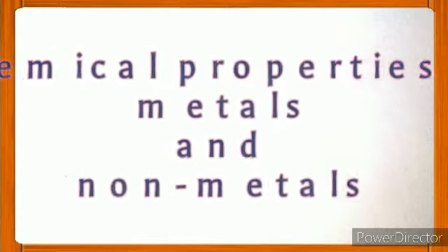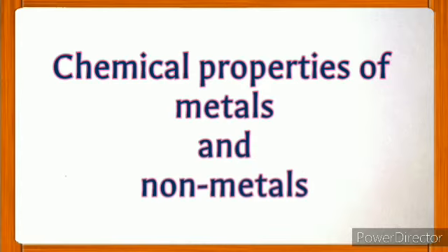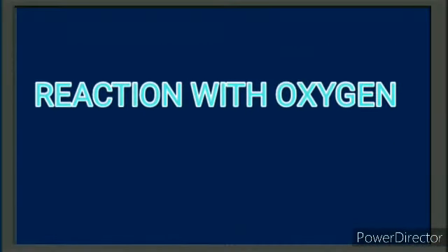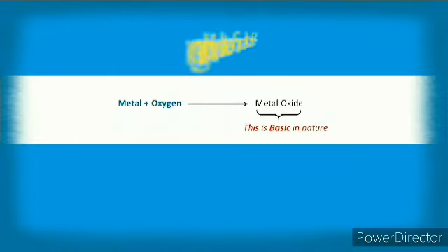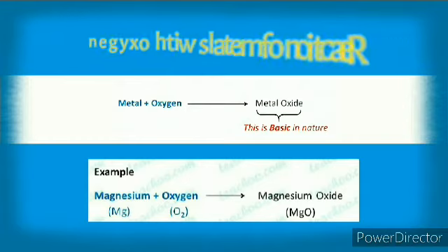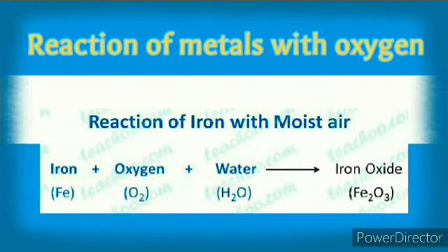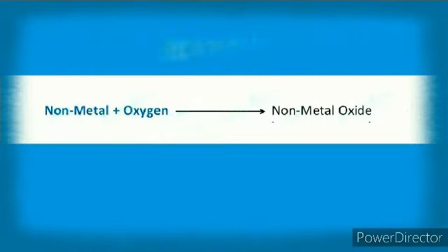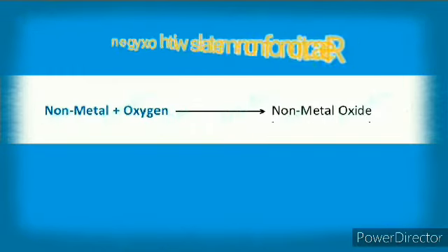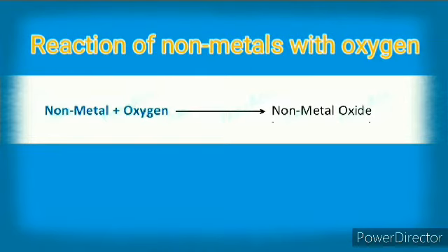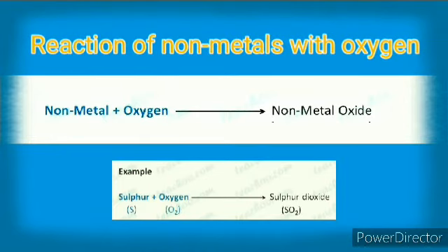Now we'll move on to the chemical properties of metals and nonmetals. First is reaction with oxygen. The metals react with oxygen to form metal oxides. For example, magnesium reacts with oxygen to form magnesium oxide. Another example is reaction of iron with moist air to form ferric oxide. This is nothing but rusting of iron. The nonmetals react with oxygen to form oxides of nonmetals. For example, sulfur reacts with oxygen to form sulfur dioxide.